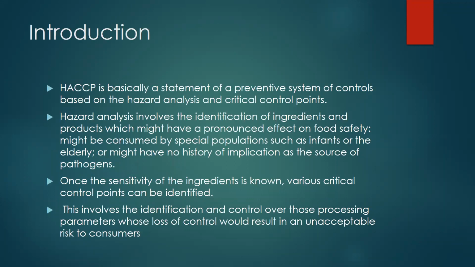HACCP is basically a preventive system of controls which is based on the hazard analysis and critical control point. So what is this hazard analysis and critical control point? Hazard analysis, as the name suggests, involves the identification and analysis of the product, which may or may not have any issue with it or any kind of source of pathogen with it, and it might be consumed by a special population such as infants or elderly.